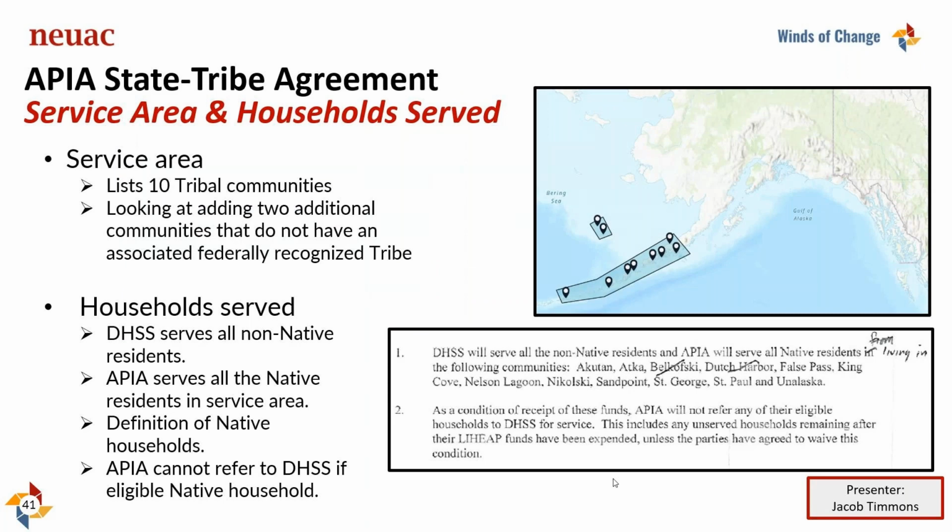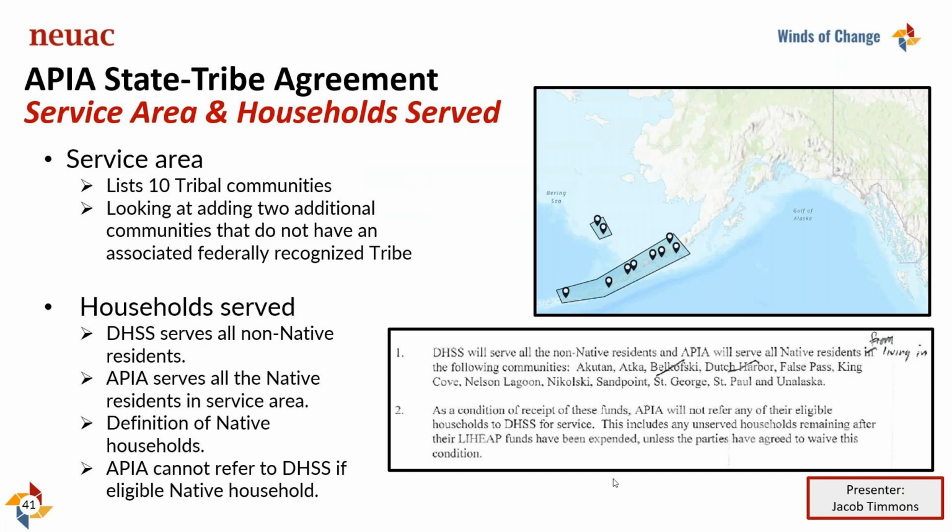So now talking about API specific and how we have our state tribal agreement set up. We serve 10 communities in the very remote Aleutian and Pribilof Islands region of Alaska. No roads connect these islands, of course, and airfare is very expensive. Cost of living is very expensive, and so we have a challenge at our hands here to serve our tribal members.